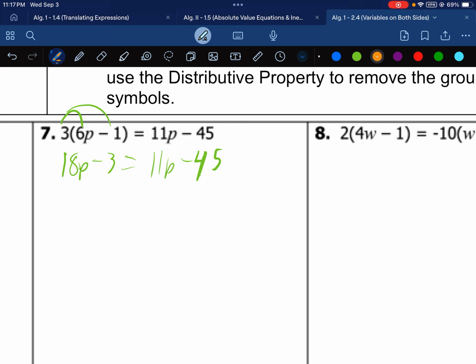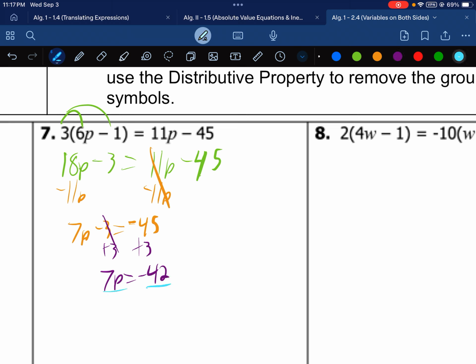So I move my smaller variable, 11p, by subtracting it, the opposite of positive 11p. Even though this is a minus sign, the 11p is positive currently, so we need to subtract. And I get 7p minus 3 equals negative 45. That negative stays with the 45 from the previous step. Then I add 3 to both sides. 7p equals negative 42. Dividing by 7 gives me p equals negative 6.